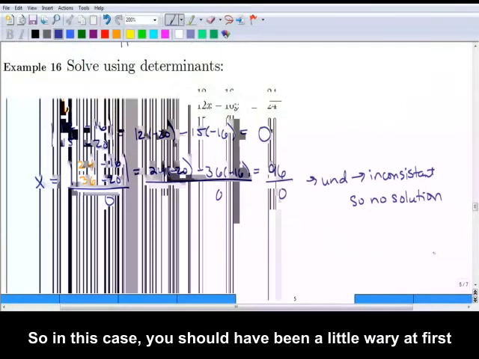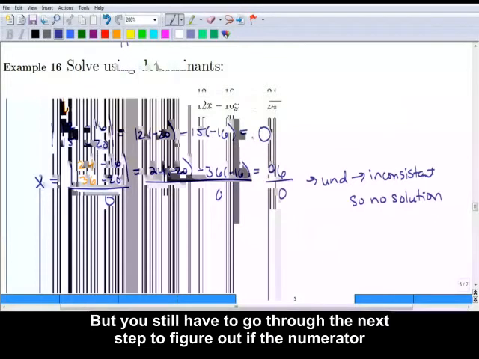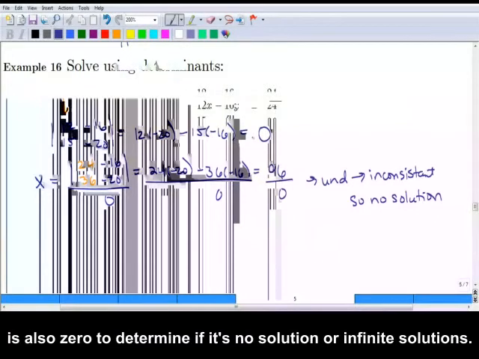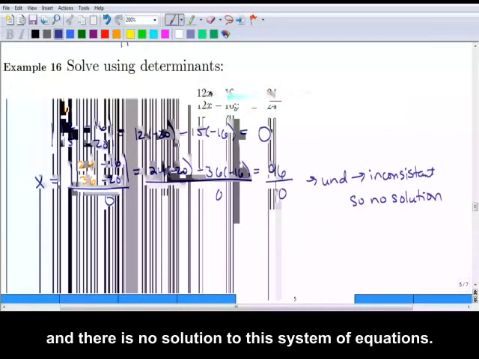So, in this case, you should have been a little wary at first when you found out the denominator was 0, but you still have to go through the next step to figure out if the numerator is also 0 to determine if it's no solution or infinite solutions. In this case, the numerator is not 0, but the denominator is, and this is undefined, which leads to an inconsistent solution, and there is no solution to this system of equations.